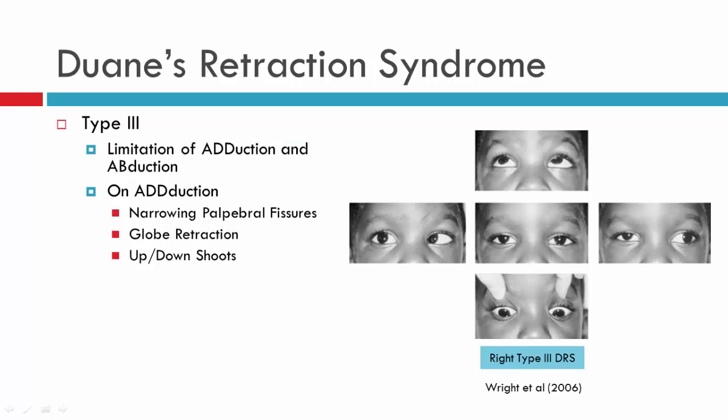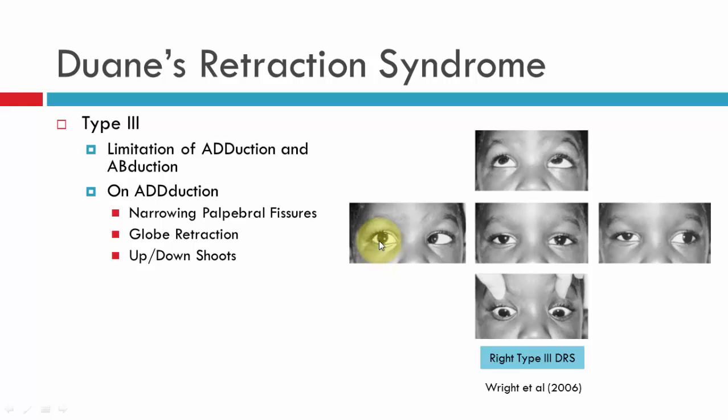Type 3 Duane's retraction syndrome. Here we now have a limitation of both adduction and abduction. And if we have a look at the patient here to the right, this is a patient with a right type 3 Duane's retraction syndrome.